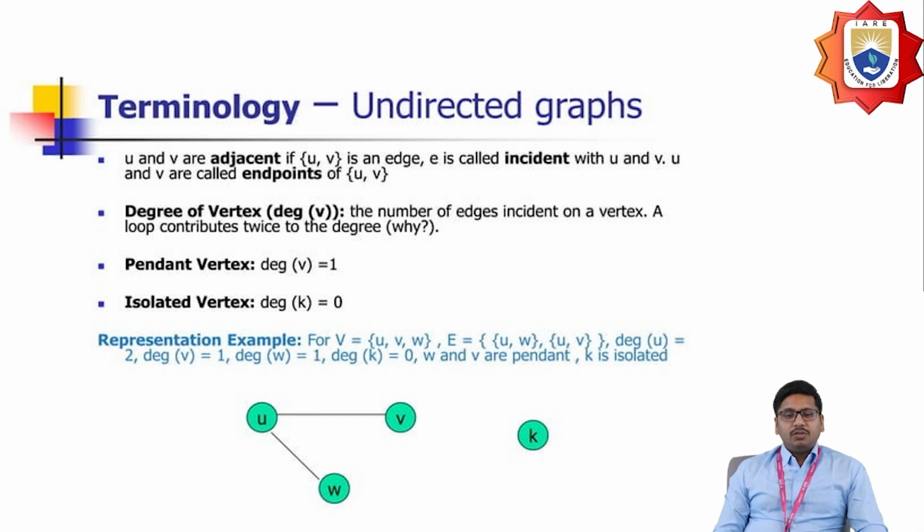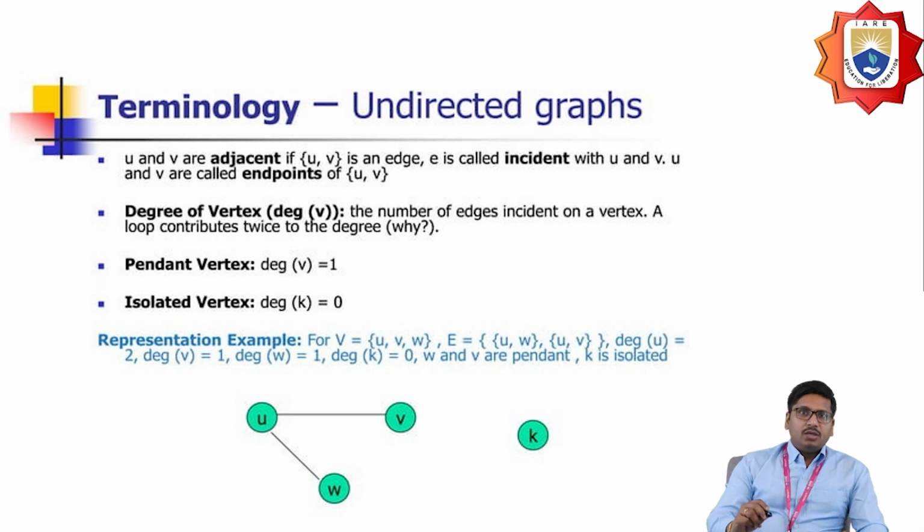And next one, terminology. So what about the undirected graph here? The vertices u and v are adjacent if and only if e is incident with u and v, and u and v are the endpoints. The degree of a vertex is equal to the number of edges incident on the vertex, and a loop contributes twice to the degree. A pendant vertex is one where the degree of v equals 1. An isolated vertex is one where the degree of k equals 0.